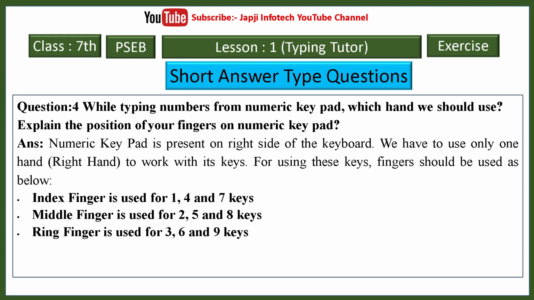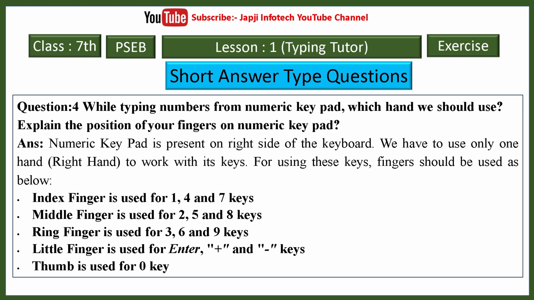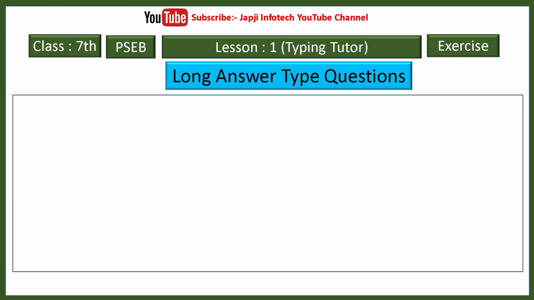Third one is, ring finger is used for 3, 6, and 9 keys. And fourth one is, little finger is used for enter, plus, and minus keys. And sixth one is, thumb is used for 0 key. So now we will learn about long answer type questions.